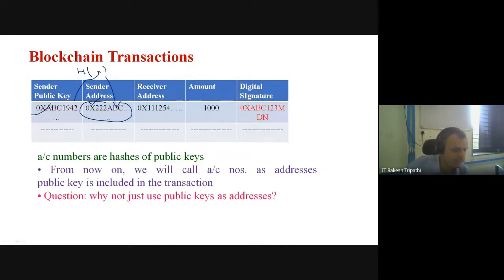This is the public key of the sender. I am the person who is sending. This is my public key. Yes, I am telling you. And the hash of this is this. Okay. The receiver account address is this.